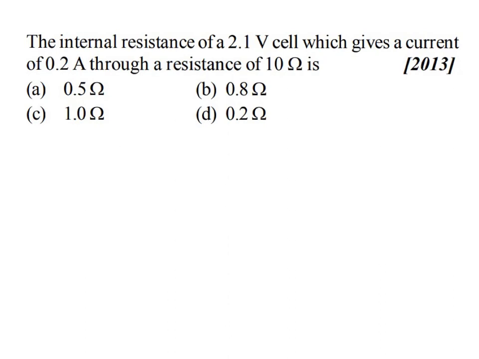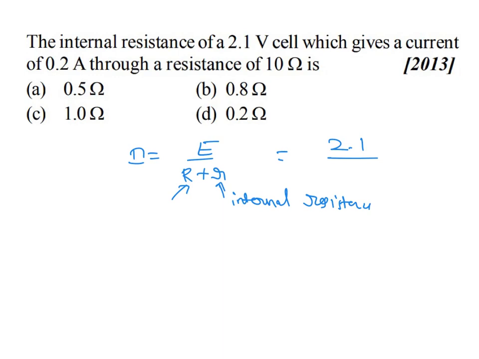The next one is: the internal resistance of a 2.1 volt cell which gives a current of 0.2 ampere through a resistance of 10 ohm is? Here, you know that I equals E divided by R plus r, where small r is the internal resistance and capital R is the external resistor. Now E is 2.1 volt, divided by R plus r.